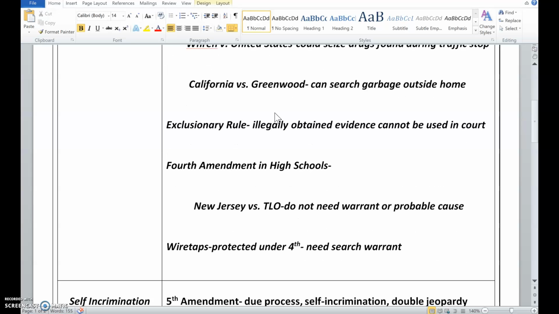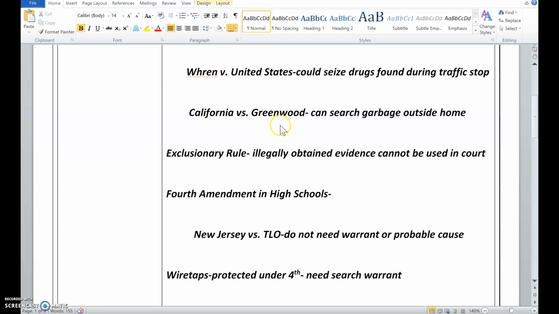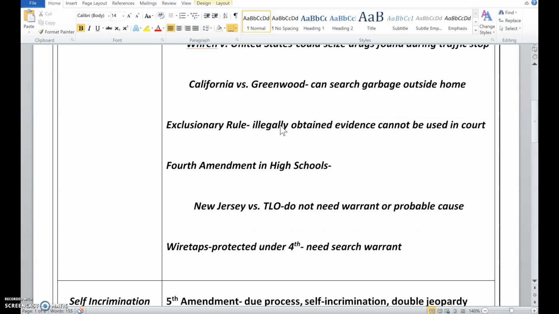Okay, the other one, kind of interesting here, California versus Greenwood. They found evidence in a garbage can outside of the person's home and used that against them. The person was found guilty. The person then appealed and said they could not use that evidence because it went against their Fourth Amendment right. They didn't have a search warrant to search the garbage cans. The courts decided that they do not need a search warrant for garbage, especially if it's outside of your home. So anything in your garbage is free reign. You can go dumpster diving, I guess.